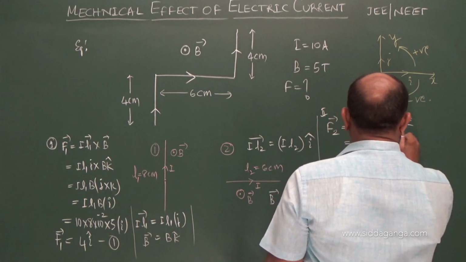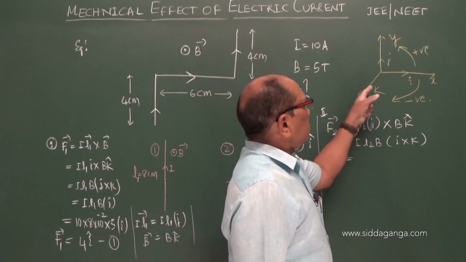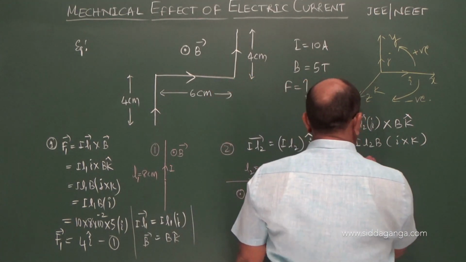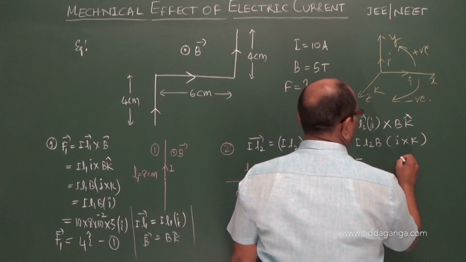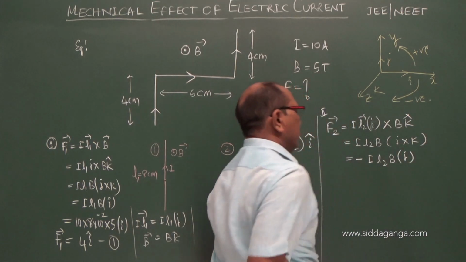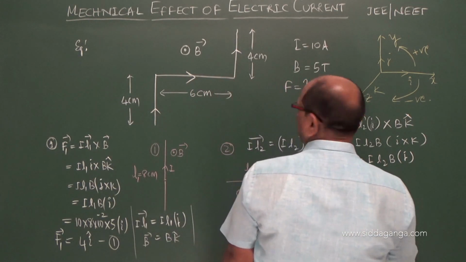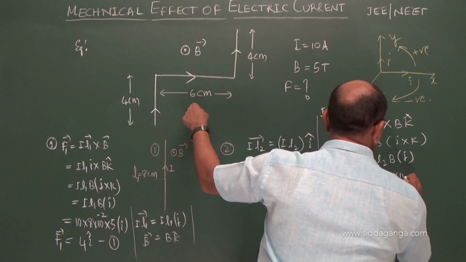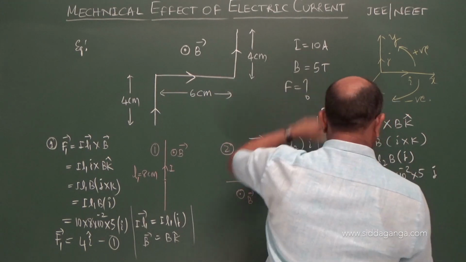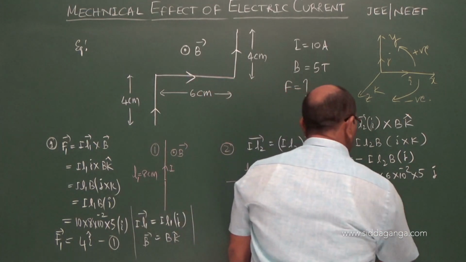I into I cross K. I cross K is negative. That means minus I cross K is J. So minus current is 10, length is 6 into 10 power minus 2, into 5J. 300. 3 minus 3J.